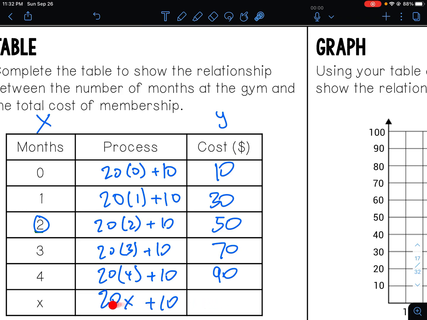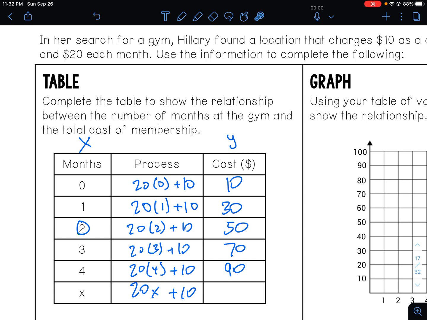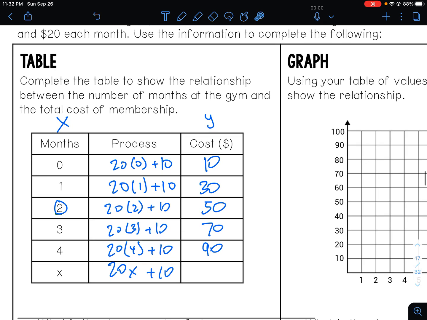So what does this equal? Well, this equals 20x plus 10. That would be the cost. So let's ask ourselves, is this proportional? It seems like it would be proportional because there's a pattern, right?